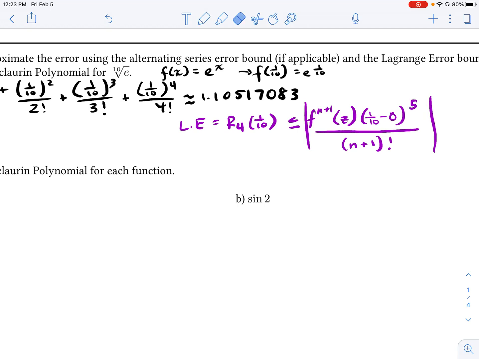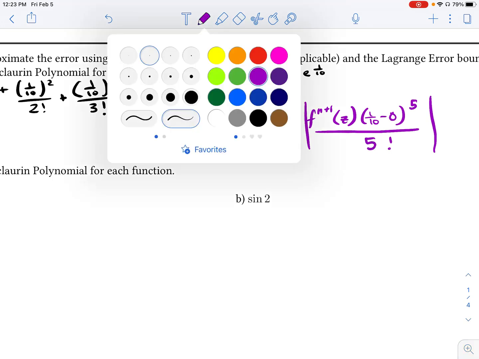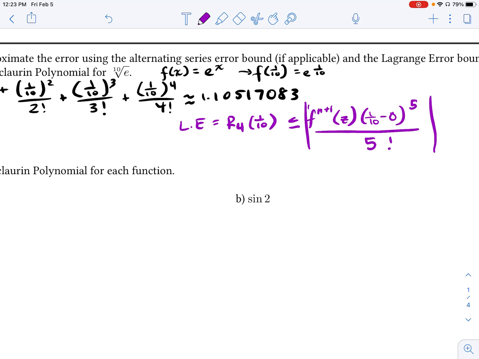And same deal over here. Down here, we're going to write that this is 5 factorial. So the only issue now is for us to find out what the highest possible, or the largest possible, value of the n plus 1 order derivative evaluated at z is. That's our goal. And just to be short, we call this M.